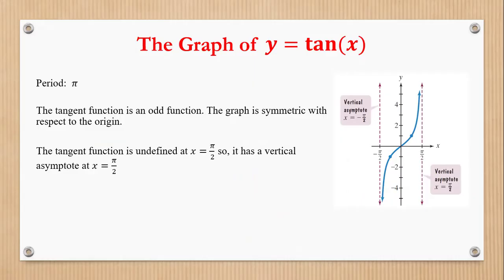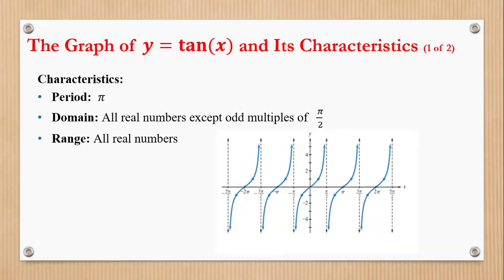Tangent, like the sine function, is an odd function, and all odd functions are symmetric about the origin. And as I mentioned, since the tangent is undefined at, for example, pi over 2 or negative pi over 2, those points are vertical asymptotes. So the tangent has a vertical asymptote at those points. Those points cannot be in the domain, and we call them the odd multiples of pi over 2.